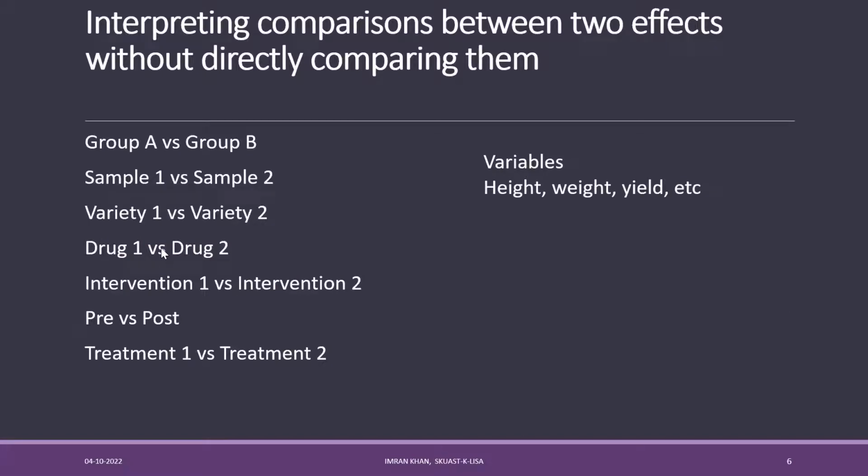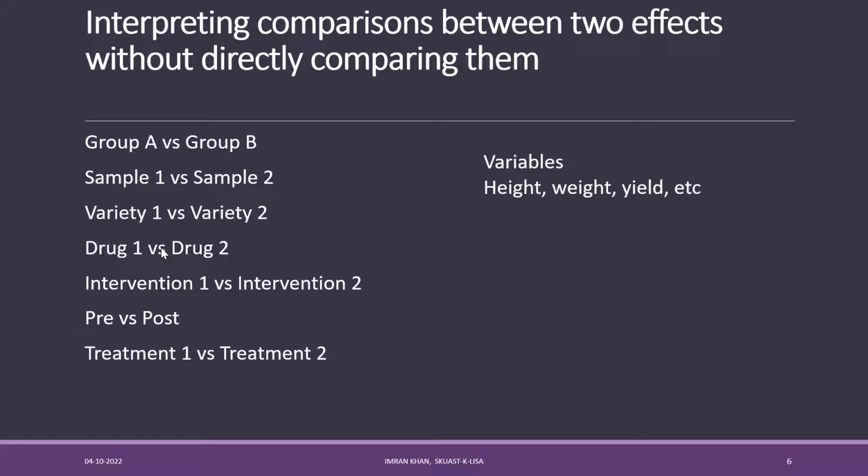Researchers usually compare the 2 groups. Sometimes they call them groups, sometimes they call them samples. Sometimes it is drug 1 versus drug 2, or intervention versus intervention. For these groups, they study the variables. They may study height, they may study weight, they may study yield, etc.